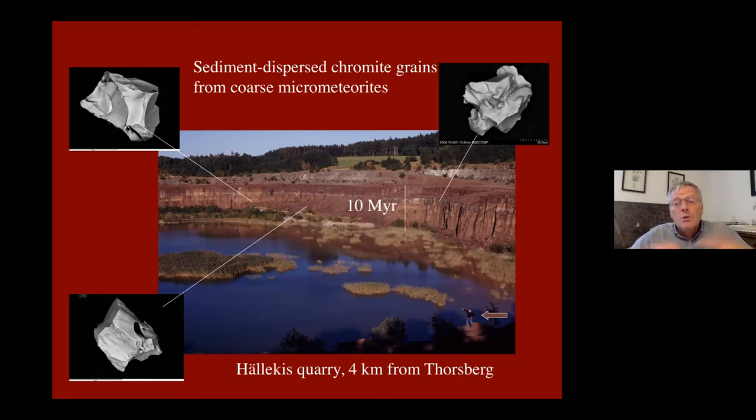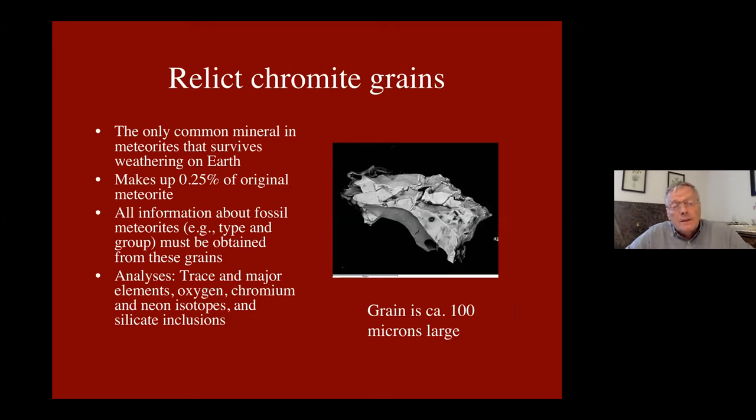The flux of micrometeorites must have been higher than the flux of meteorites, and our idea was that together with these large meteorites, there also came micrometeorites that contained chromite grains that are very resistant. Relict chromite grains are the only common mineral in meteorites that survives weathering on Earth. It makes up about 0.25% of the original meteorite. All information about fossil meteorites, like type and group, must be obtained from these grains. You can do all types of analysis on these grains: trace and major elements, oxygen, chromium, and neon isotopes, and you even find inclusions of silica or other minerals in there.